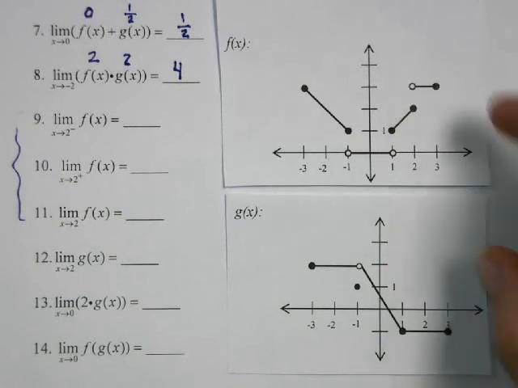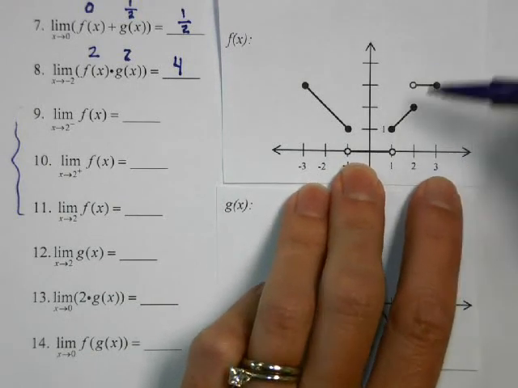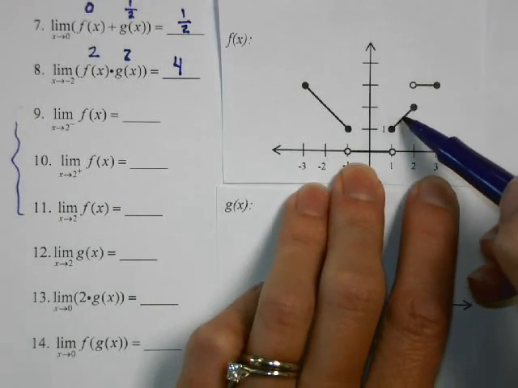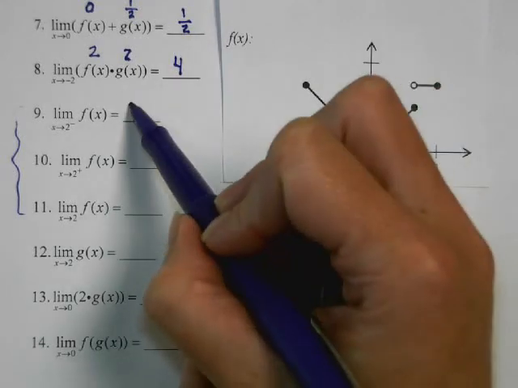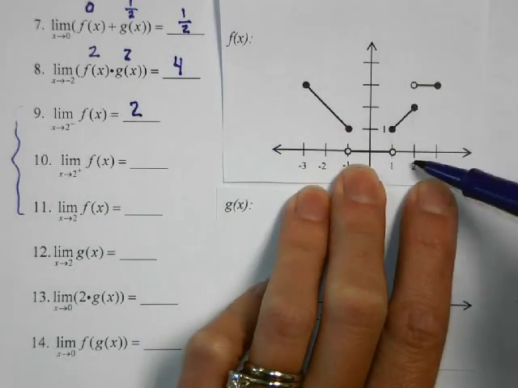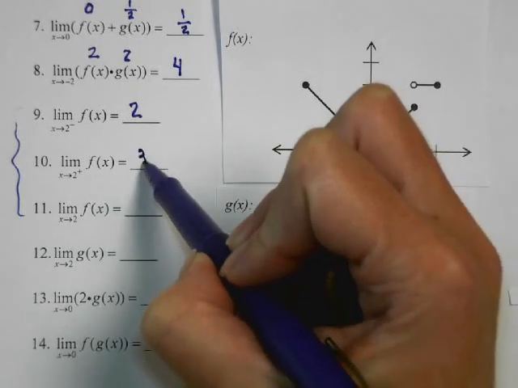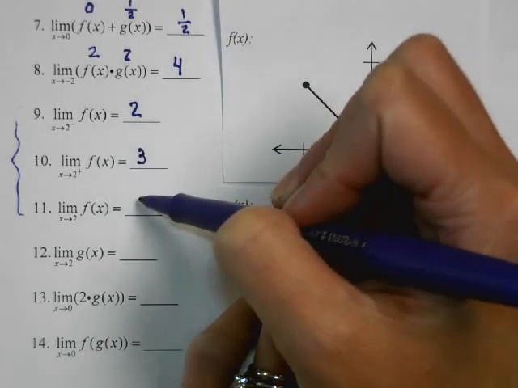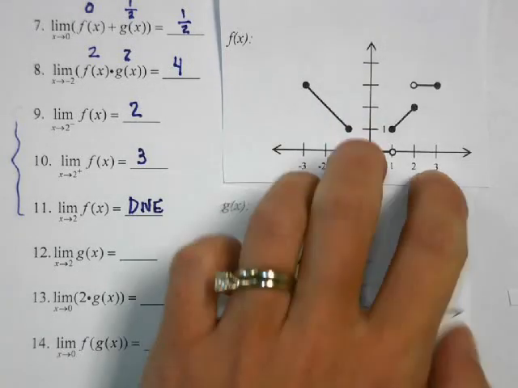Okay, now we're gonna see if you did it right. So we're gonna look at 2. So from the negative side, as x goes to 2, my y values are going to 2. From the positive side, as x is going to 2, my y values are going to 3. Those are not the same, so this limit does not exist.